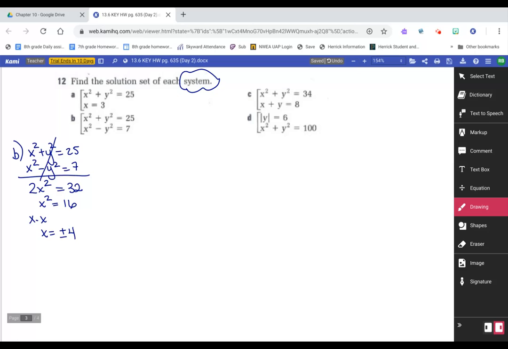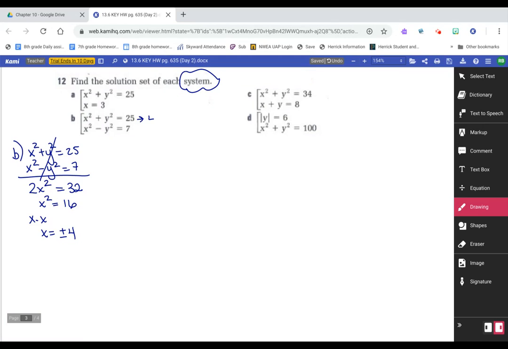Okay, so now we need to solve this and figure out what our y can be. So let's substitute 4 and -4 back into these two equations. So let's look at this equation.